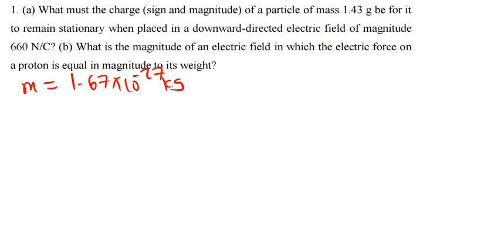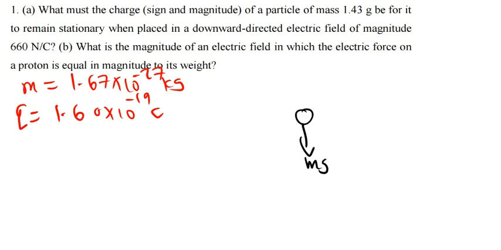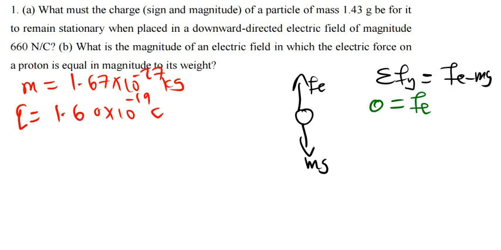That is the mass. Then what's the charge? The charge of the proton is 1.6 times 10 to the power negative 19 Coulomb. Then we know that it is also suspended in air. That's what we've been told. Meaning that here you have mg, and here you have the electric force going in that direction. The summation of the forces in the y direction will have this minus mg, so we end up having 0 equal to this.